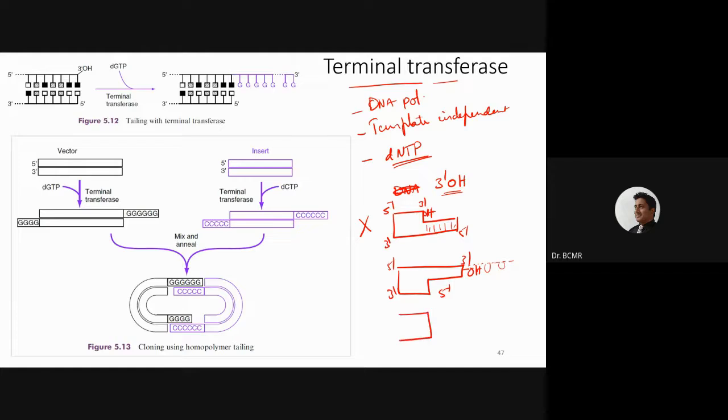Even if they are blunt ends, right, 5', 3', 5' and 3', they will add nucleotides this way also. You should also remember that there is another 3' OH here, right? It can add the polymerized bases on this side also. Okay, and here it can also base pair on this side.